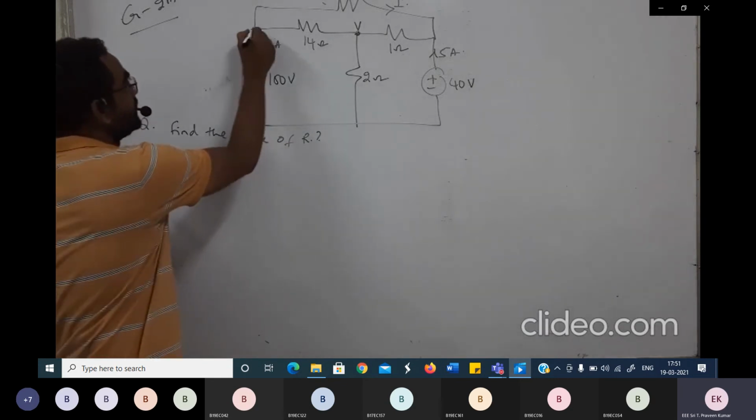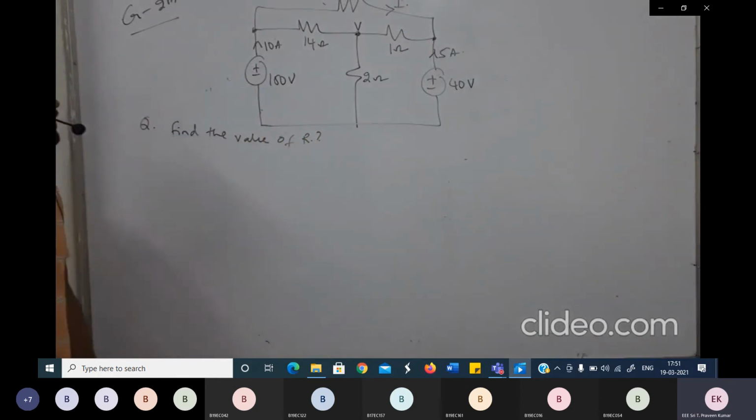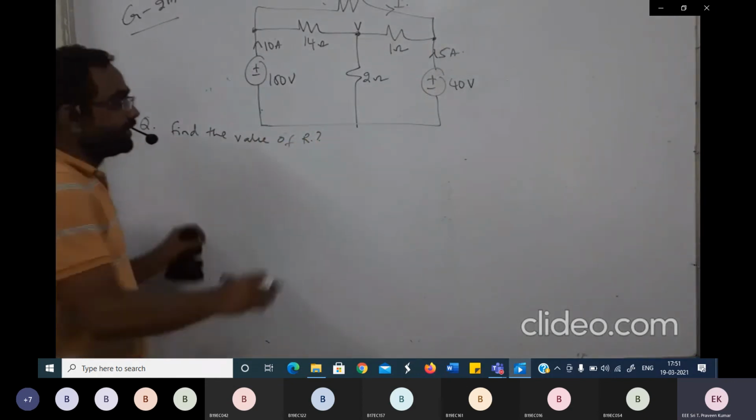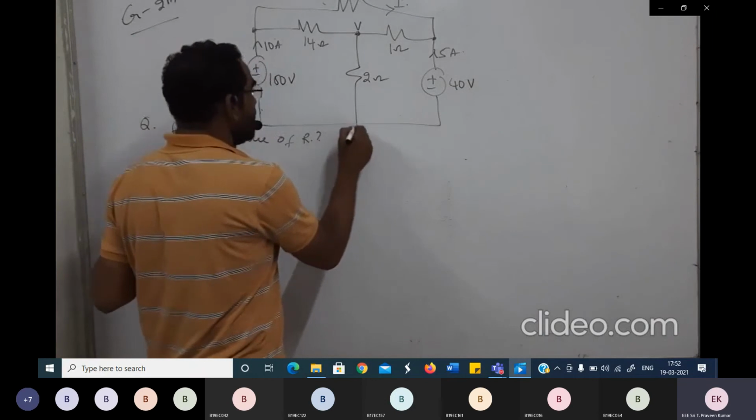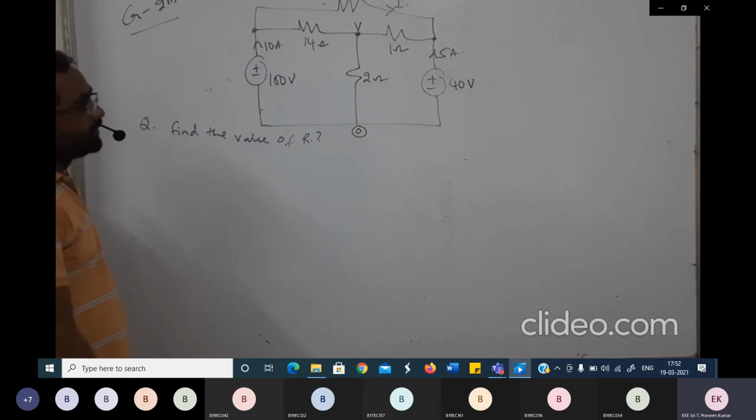Now here I can say, either you can solve this problem with nodal analysis or you can solve this problem with mesh analysis. But as I already told you, I always try to solve the network with nodal analysis because the number of equations is less when compared to mesh analysis.